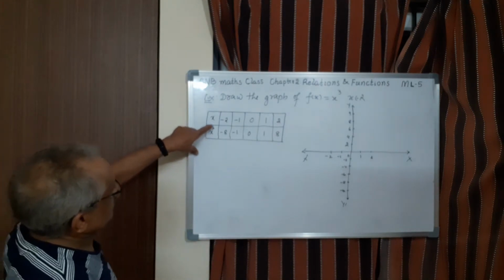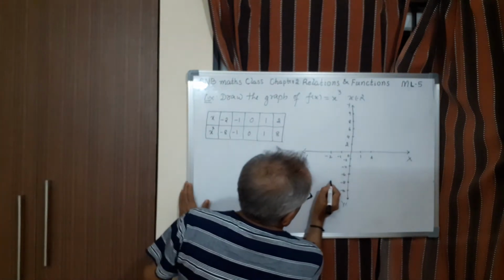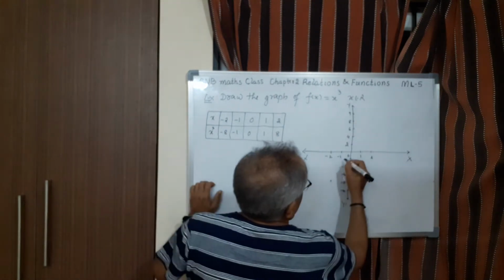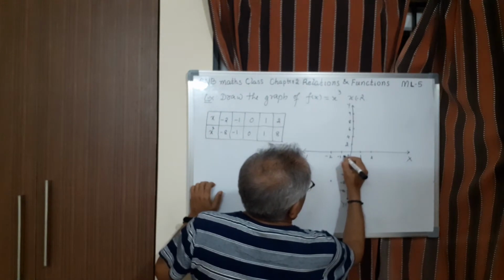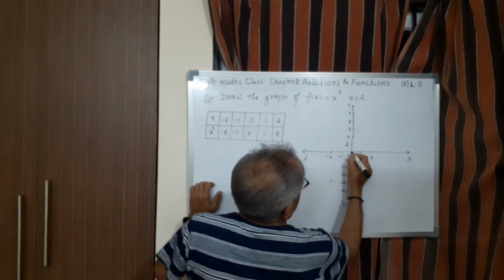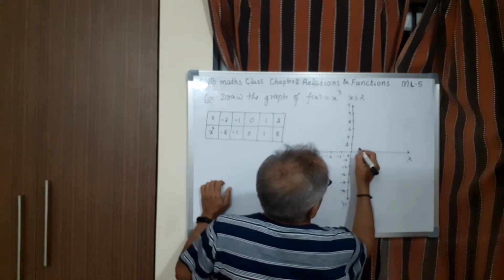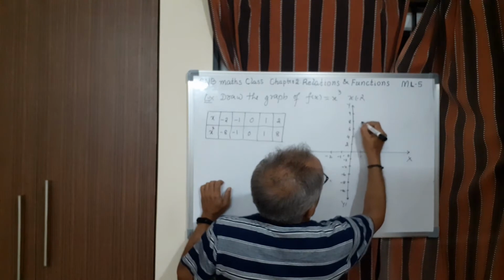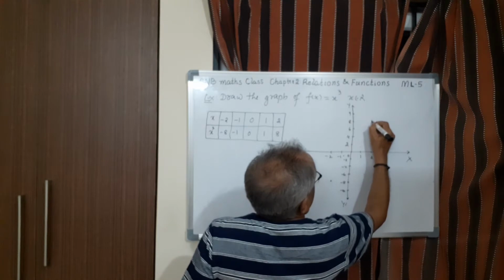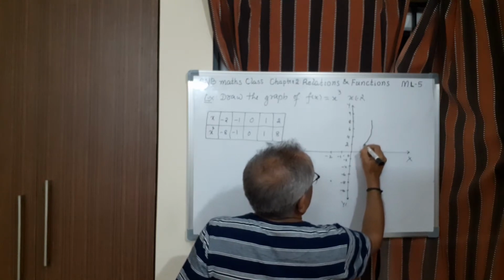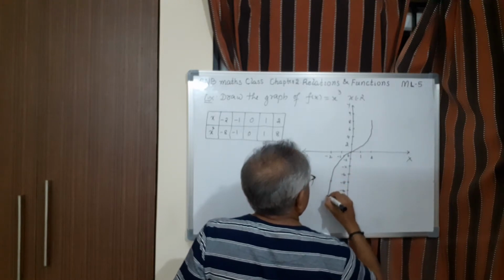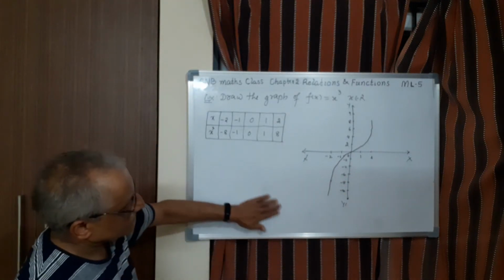Now let us draw the graph. Plotting the point. Minus 2 it is minus 8. Therefore minus 2 we have to mark here. Then minus 1 it is minus 1. 0 it is 0. Then 1 it is 1. 2 it is 8. So the function is like this. It is a smooth curve like this. So this is y equal to x cube.